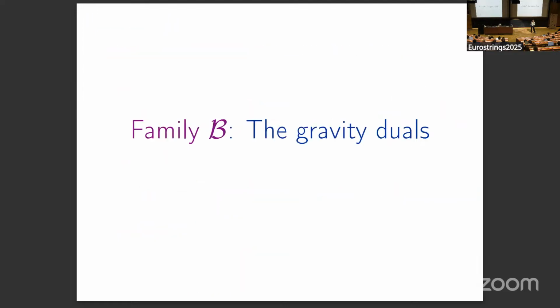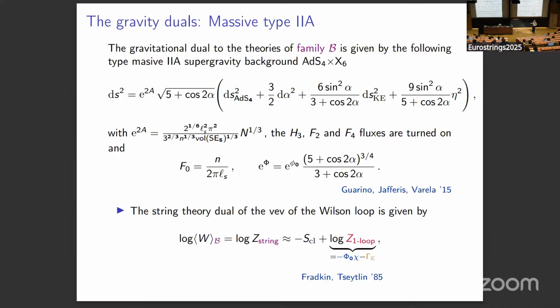So let's jump to the second family. I won't go into too many details, but I just want to show you what we found there. Again, the metric is a little bit complicated. You have this warped product in front, AdS4, and topologically, this is a sine cone over the Sasaki-Einstein 5 manifold.